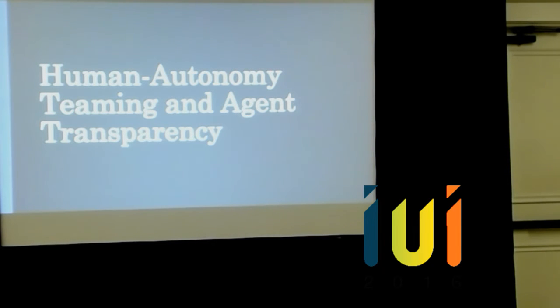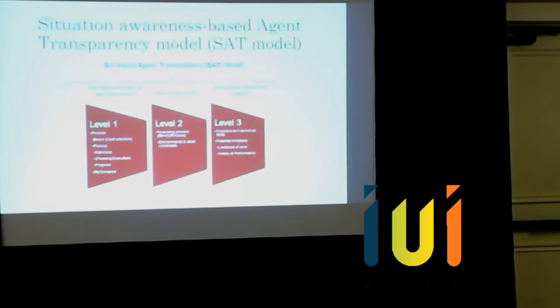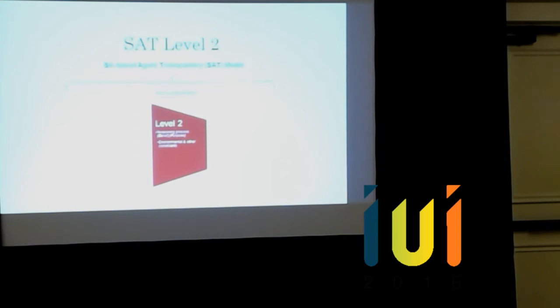Agent teaming and agent transparency. The situational awareness-based agent transparency model provides a framework of information requirements for supporting the operator's situational awareness while interacting with an autonomous agent. Level 1 provides information about the current status of the agent based on its plans and actions. Level 2 provides information about the agent's reasoning behind its actions, goals, and projections.